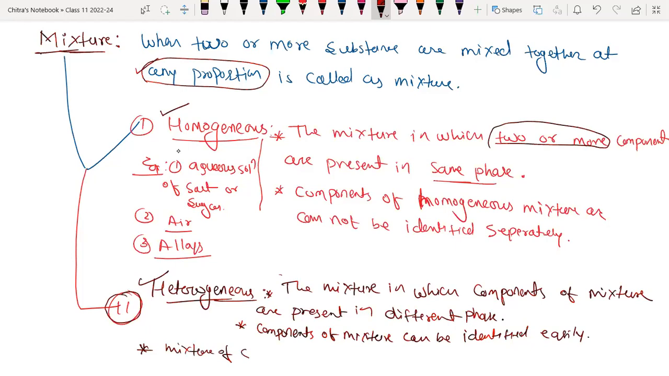A mixture of sand and sugar. Many examples you can provide. Second, a mixture of tea leaf and sugar. So many other examples. I want everyone to take a screenshot of that.